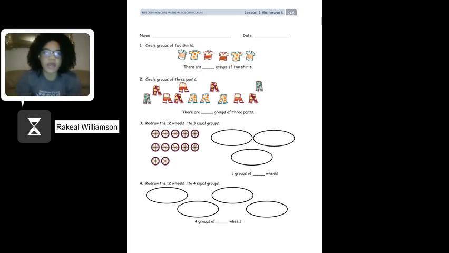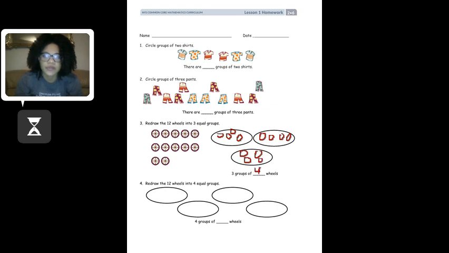Okay, so as we go on to number 4, it says redraw the 12 wheels into 4 equal groups. So what I'm going to do is put those wheels back like I had them earlier. We had 4 in each group. So I'm going to put those back. 1, 2, 3, 4. And then I had 4 in the last one on the last car. 1, 2, 3, 4, and then we have 3 groups of 4 wheels.